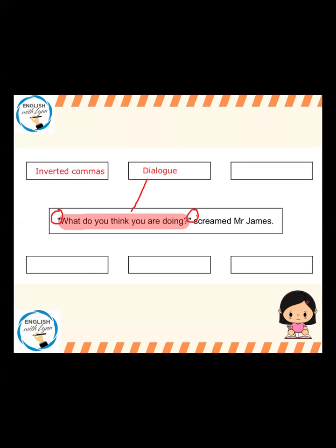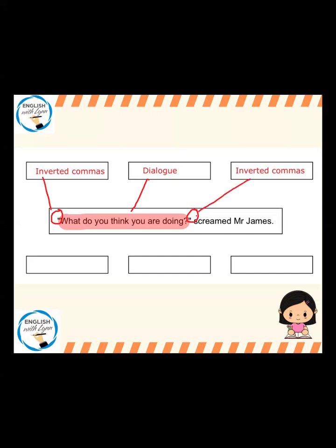And I have noticed two sets of them. I've got one at the beginning, one at the end. And inverted commas, they are always in pairs. You're never going to find them on their own. There is always one set at the beginning, one set at the end. Okay, so let me add inverted commas, and I will draw my lines so I can explain where they're going to. So inverted commas are there and there.